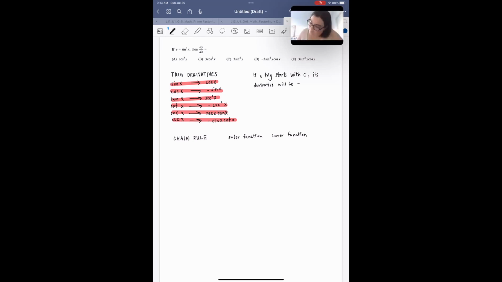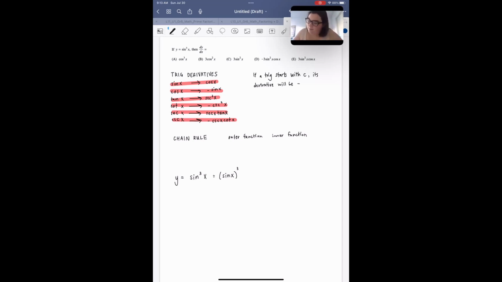In this case, we have y equals sine cubed of x. Whenever you're given a trig function with the exponent in between the trig and the x, the best thing to do is always rewrite it with the exponent on the outside. These are two equivalent notations, but one way it's a lot easier to visualize the inner and outer function. So always rewrite it.